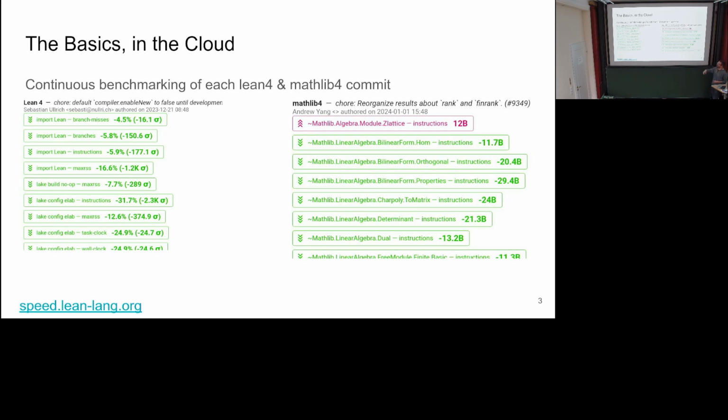And so if you go to that website, speed.lean-lang.org, you can see all the commits in the Lean repository, in the mathlib repository, with their timings and with diffs and graphs and so on about the history. There are even more metrics than we saw on the previous slide. There's instructions, task clock, which is like a single CPU time, as well as wall clock, which is with parallelism, and so on.